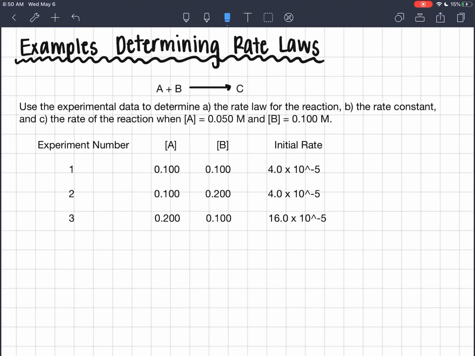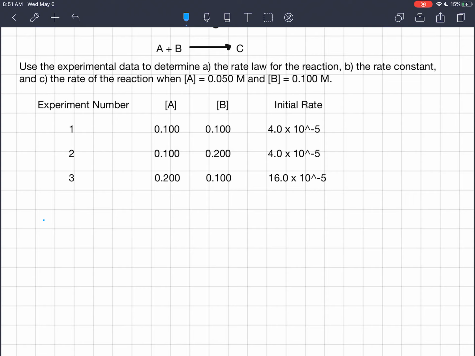Nonetheless, we have our basic equation right here, A plus B yields C, and we have a data table showing the variation of concentration A and concentration B and how it affects the initial rate of the reaction. Our goal is to use this experimental data to determine the rate law, to determine the rate constant, and determine the rate of the reaction when the concentration of A is 0.05 molar and the concentration of B is 0.1 molar. So let's get started.